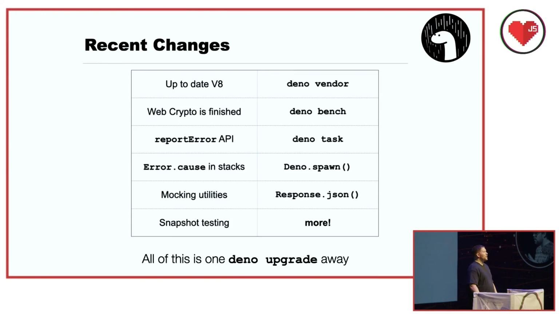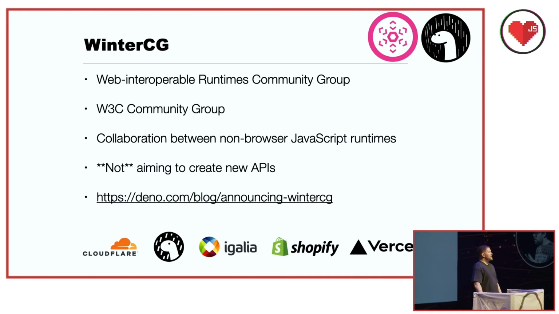And then at the bottom here, I have response.json. So this was something that was added to the fetch specification by the Deno team. And it was done specifically with the server-side use case of fetch in mind. And so that is important because there is a new W3C community group called the Web Interoperable Runtimes Community Group, also known as WinterCG. So this is a collaboration between various non-browser JavaScript runtimes. A number of the logos are shown at the bottom. That's not all of them, but that's what's currently on the website.